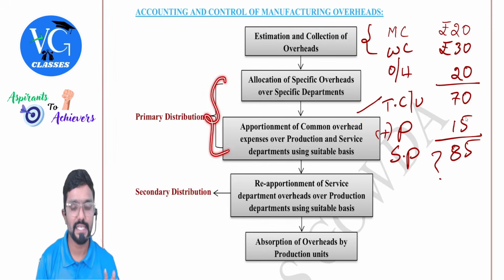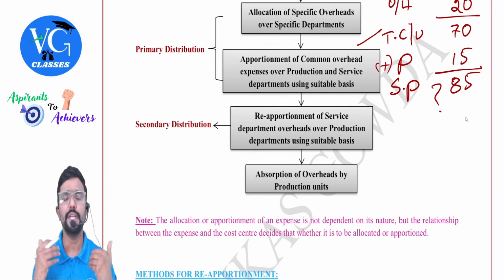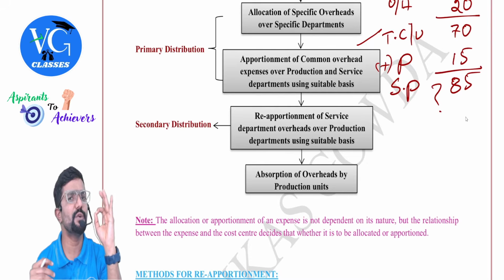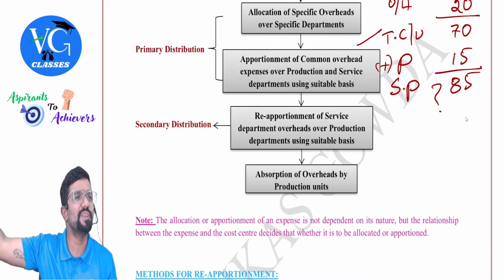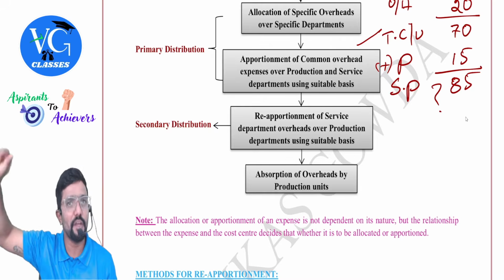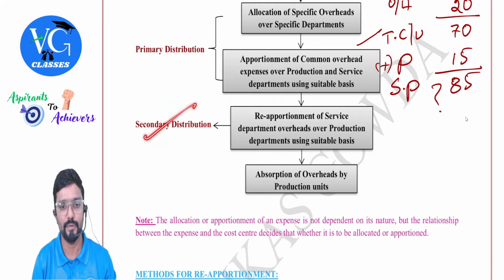So I guess we have discussed till here. Now, primary distribution is done, sir. Now we need to do secondary distribution. What is the reason we need to do secondary distribution? Simple, sir. There is no production in service departments. What do I do with the cost in the service department? I need to reapportion it to the production departments, for which we need to do secondary distribution.